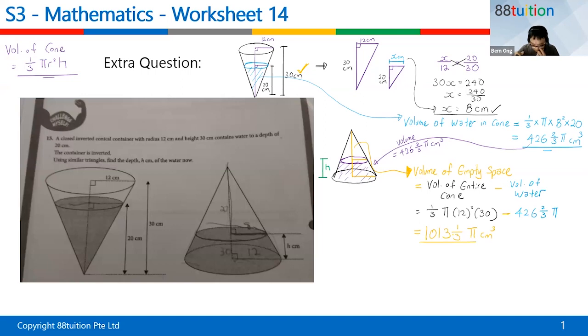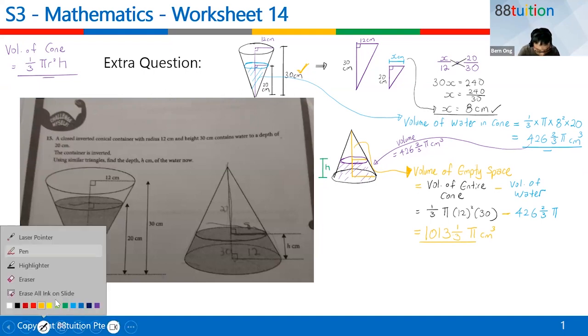Okay, so now you got the volume of the empty space already. What can I do? I need to compare things. But before that, what is the volume of the entire cone?